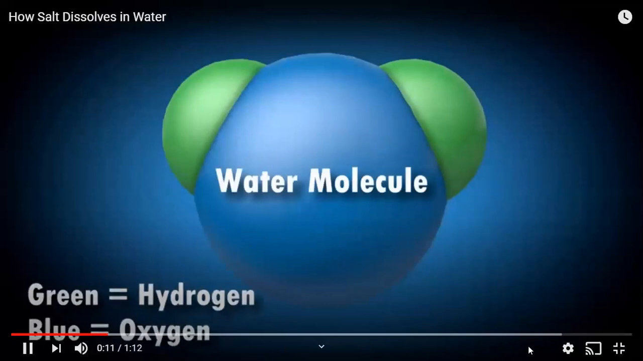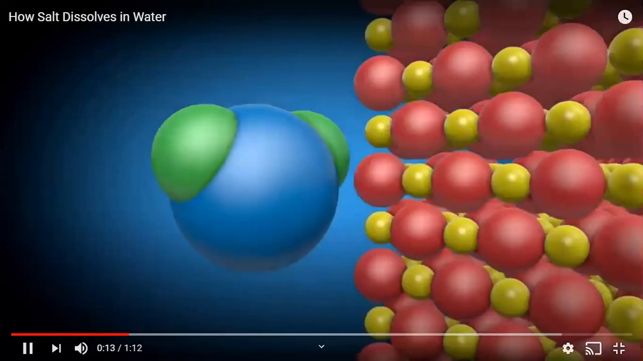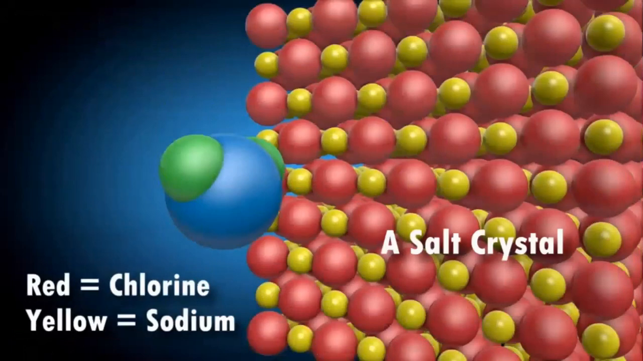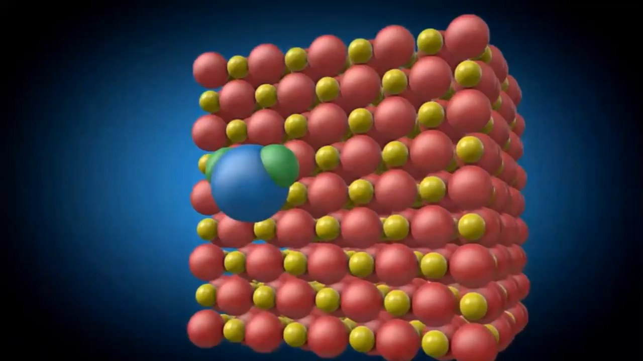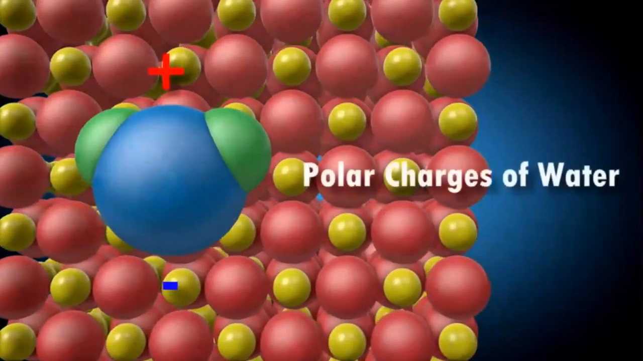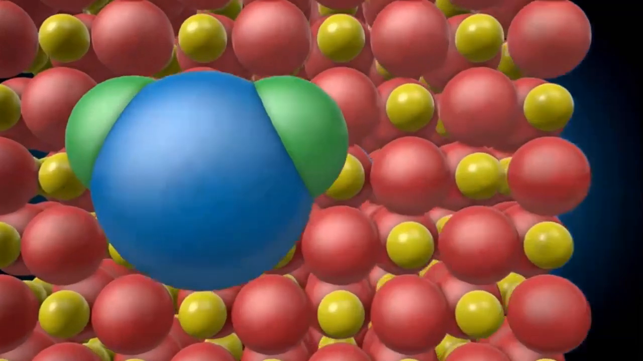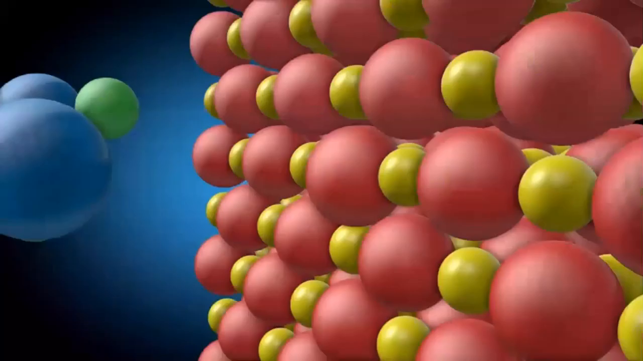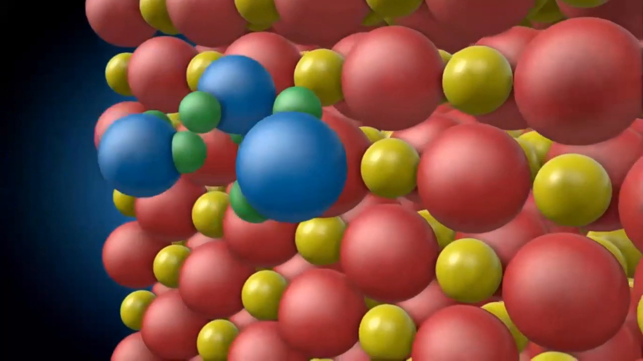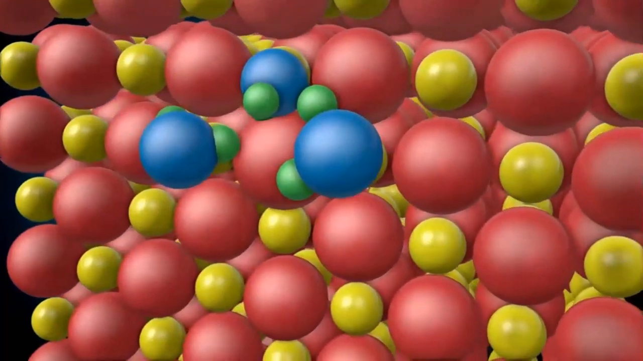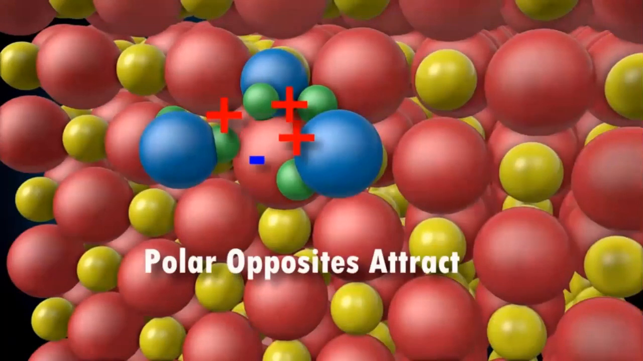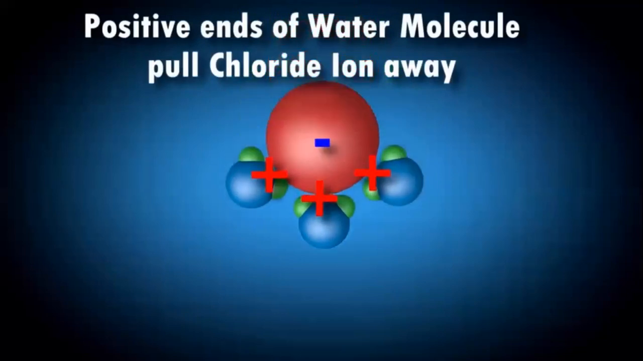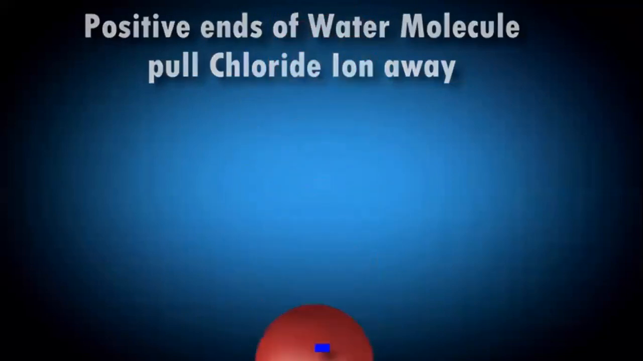Here's a water molecule. Green is hydrogen, blue is oxygen. Here's a salt crystal. Red is chlorine, so that's going to be negative, and yellow is sodium. The blue, oxygen, and water is negative. The sodium ion is positive, the chloride ion is negative. Here comes some waters. They interact, the positive ends of the water grab onto that negative chloride, and they pull it away from the crystal.